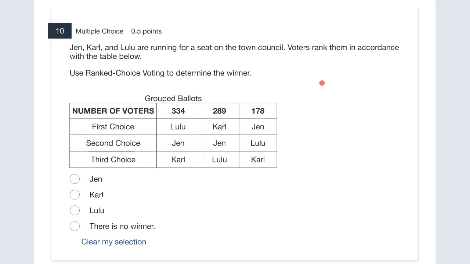Finally, one more ranked choice voting one. Jen, Carl, and Lulu are running for town council. First thing we have to do is determine the number of voters, right? So our voters is 334 plus 289 plus 178, which is 801.